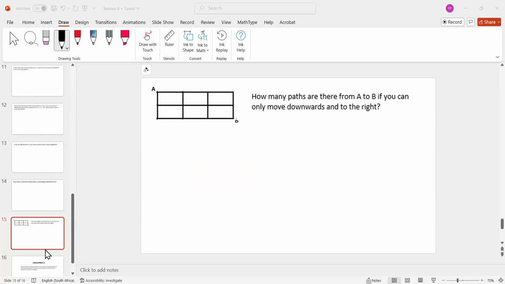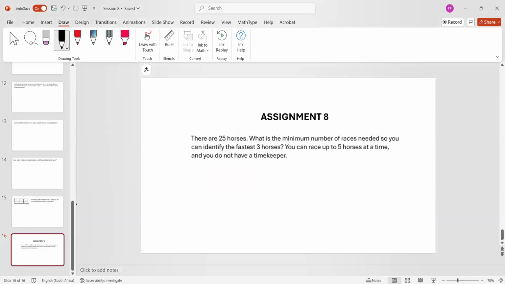And the next one, okay, so you've got an assignment here. This is your assignment for this week. All right. It's quite a challenging problem, and I wish you luck with it. It's got 13 marks.